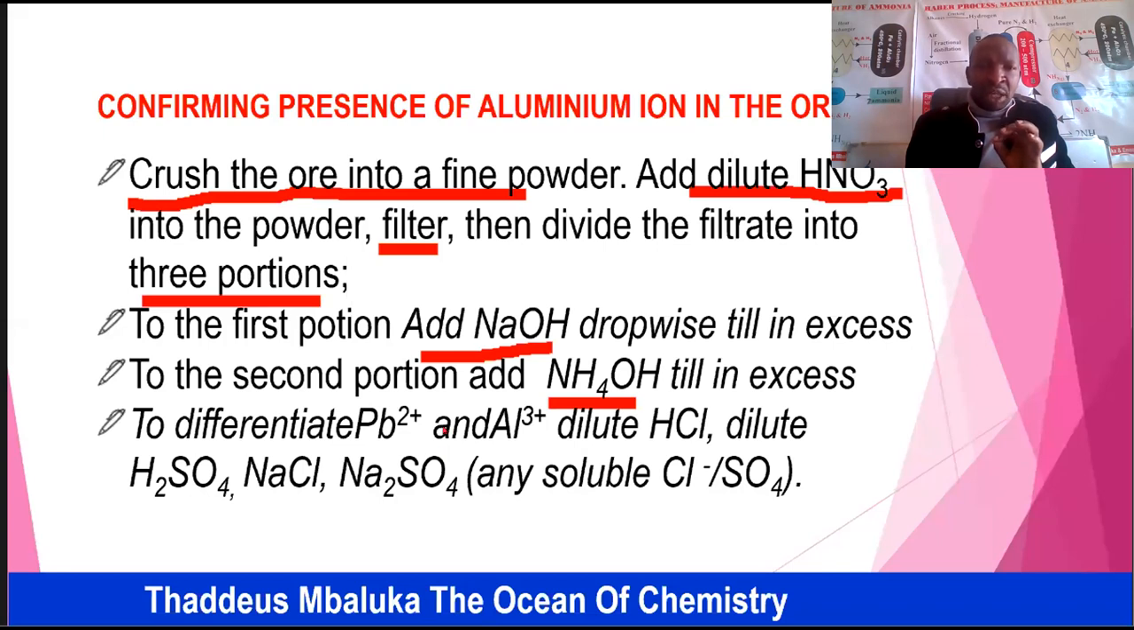After you remain with lead or aluminium, now you invoke the concept of solubility of salts, whereby you add a soluble sulfate or a soluble chloride. Here you can use dilute sulfuric acid, sodium sulfate, or dilute HCl, or rather sodium chloride. If you get a white precipitate, it is lead. But because here we are testing for aluminium, you'll see no white precipitate. Then you tell us aluminium is present. I think that scenario is very clear now. Are we together?